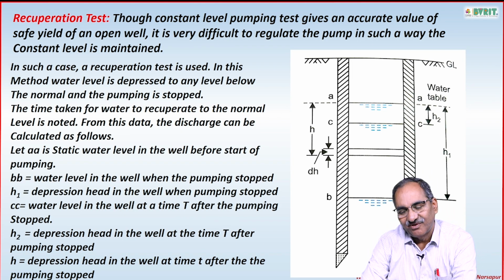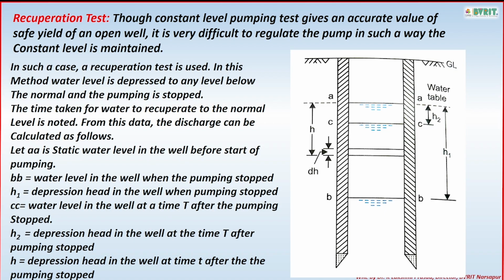So what is this recuperation method? Now see the figure, concentrate on the figure first. There will be some initial water level. AA is nothing but the initial water level. Now we start pumping. When we start pumping, naturally the level goes down, right? Now when the pumping is stopped, this is the level. BB is the level when pumping is stopped, and we just kept quiet.